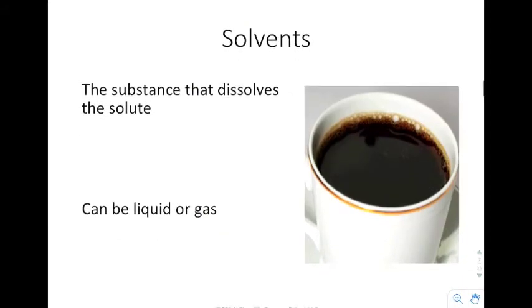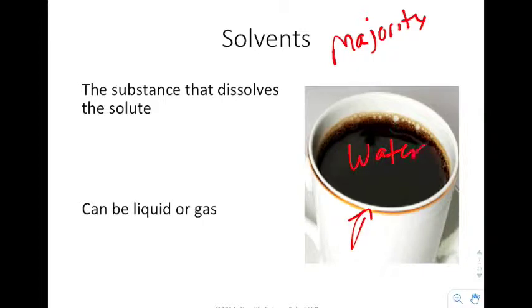Next, you have the solvent, and it is the majority substance. Okay, so it's the one that there is the most of. Whenever you look at coffee, the majority substance of coffee is water. So because of that, you would consider water to be the solvent. Now, the coffee bean could be the solute, the sugar could be the solute, the milk you add to it could be the solute. Solvents traditionally are generally liquids or gases. You're not going to see solid solvents at this level.